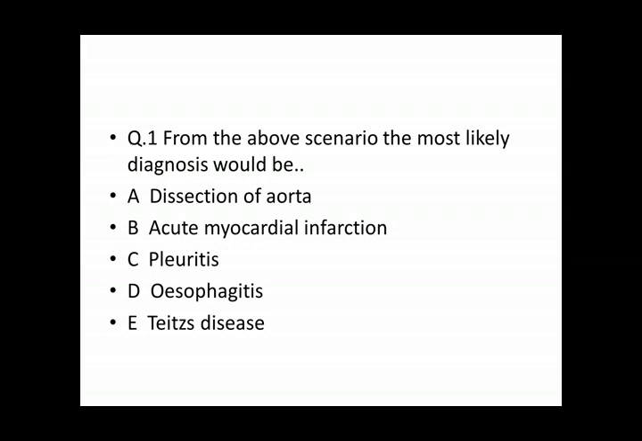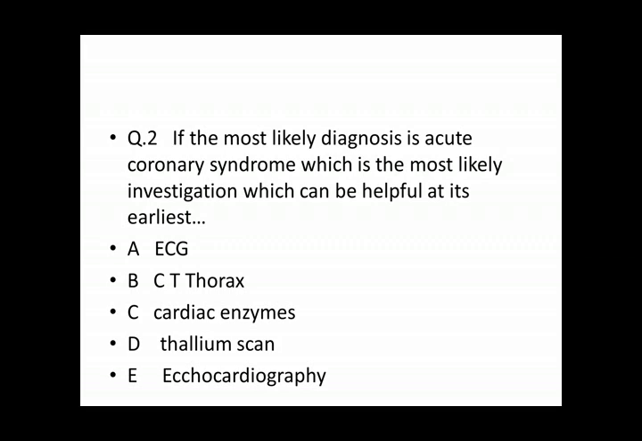Answer that question. Question number 2: if the most likely diagnosis is acute coronary syndrome, for example, if you diagnose ACS, which is the most likely investigation which can be helpful at its earliest? ECG, CT thorax, cardiac enzyme, thallium scan, or echocardiography. Which is the best one at the earliest? Earliest diagnosis, diagnostic clue.